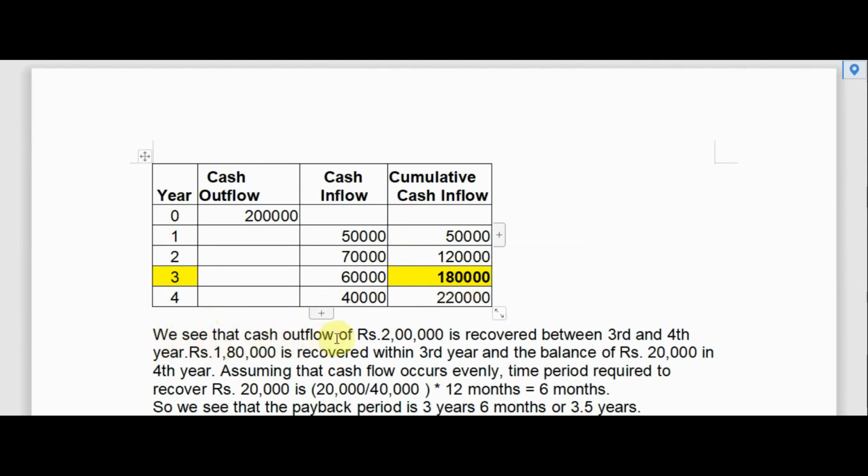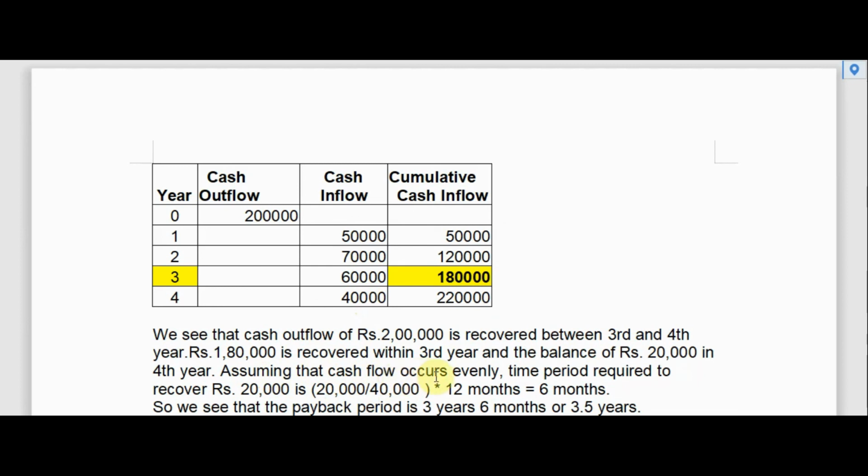We see that the cash outflow of rupees 2 lakh is recovered between the third and fourth year. Rupees 1,80,000 is recovered within the third year and the balance of rupees 20,000 in the fourth year. We see here in the cumulative column that 1,80,000 is recovered within the third year. So the balance of rupees 20,000, that is 2 lakh minus 1,80,000, is recovered within the fourth year.